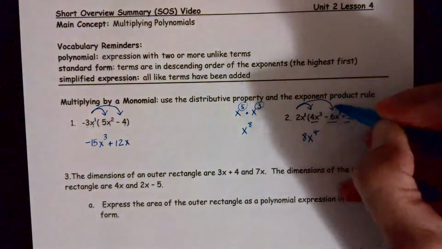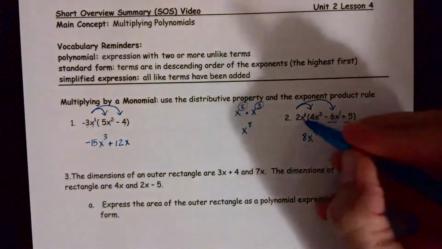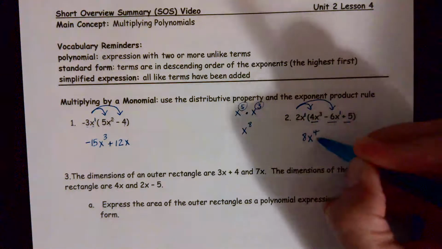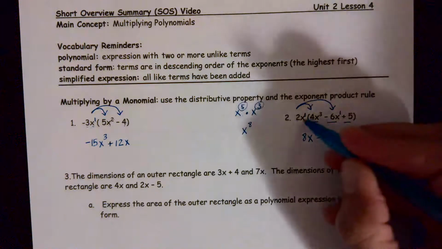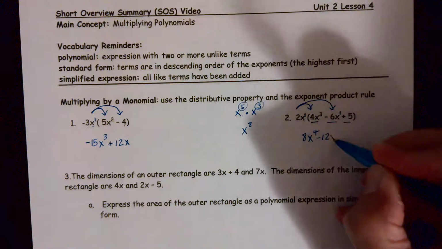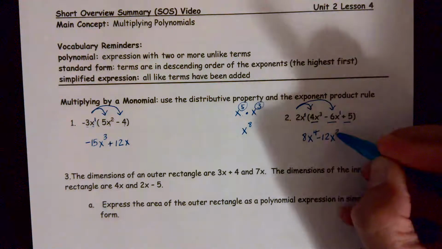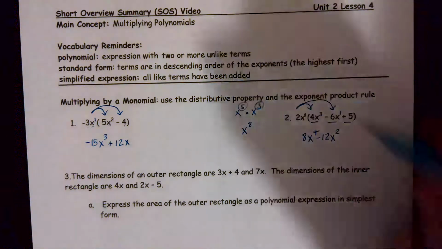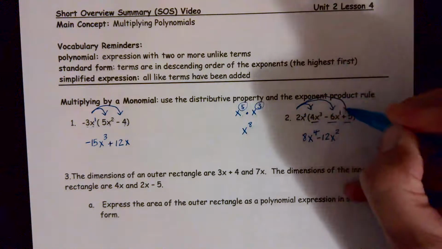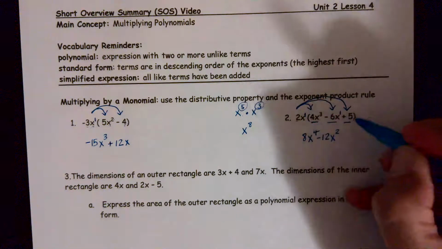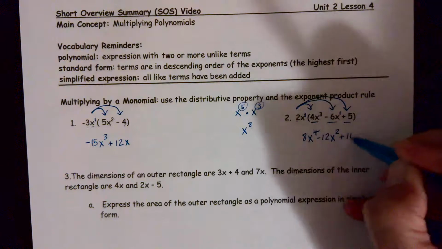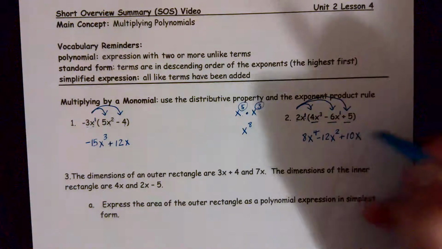Negative 2x to the first times negative 6x to the first. Positive 2 times a negative 6 is a negative 12. And x to the first times x to the first. I keep my base, my variable, and I add my exponents. That becomes x squared. And finally, 2x to the first times a positive 5. 2 times a positive 5 is a positive 10. And we have 10x.